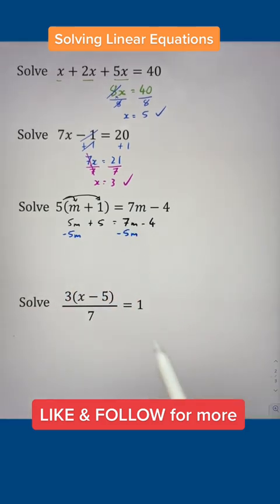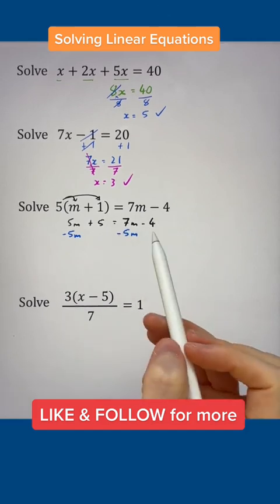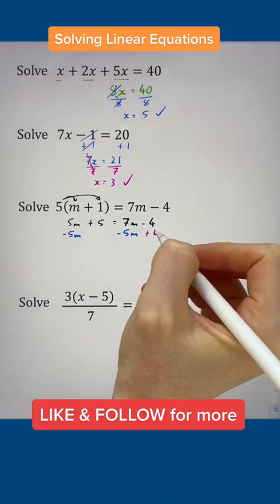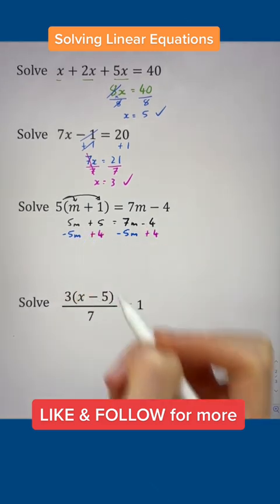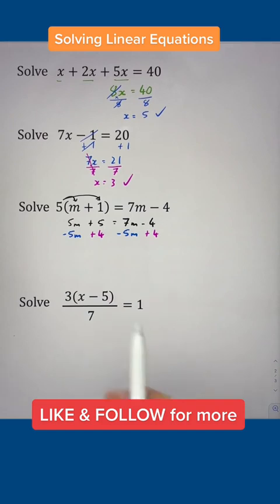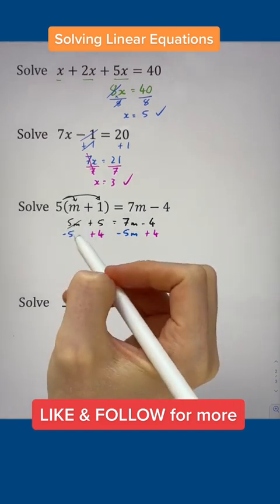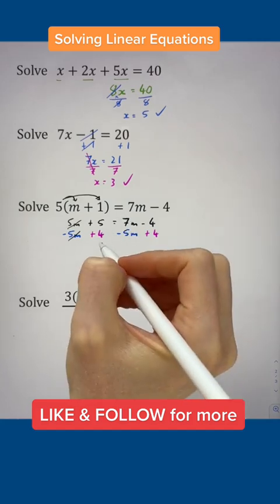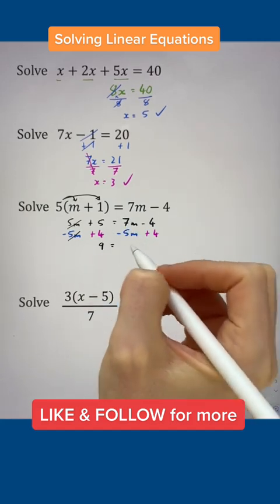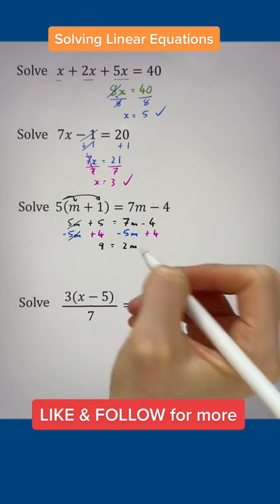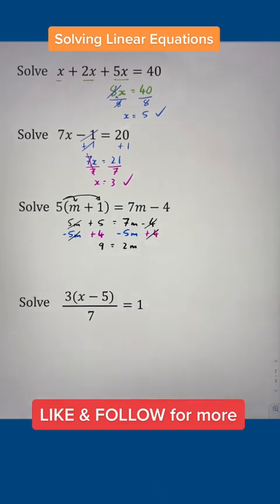As I want the terms with m to be on the right, therefore I'm going to move my number terms across to the left. So the opposite of negative 4 is I'm going to add 4 to both sides. So simplifying my equation, on the left I've got 5m take away 5m, which will cancel, and 5 add 4 gives us 9. On the right, 7m take away 5m gives us 2m, and negative 4 add 4 will cancel.